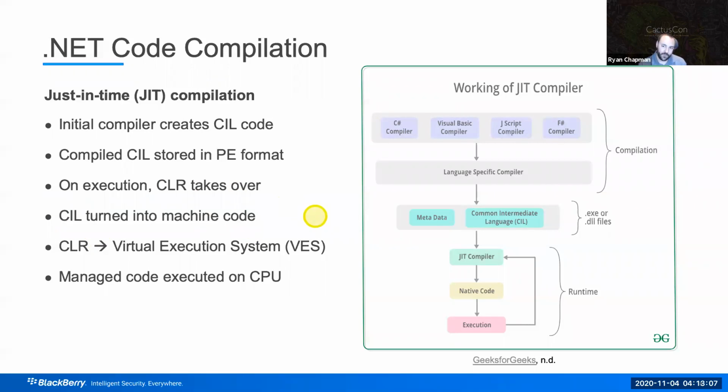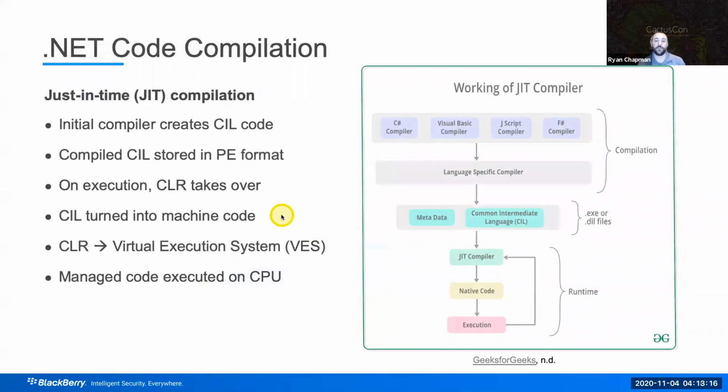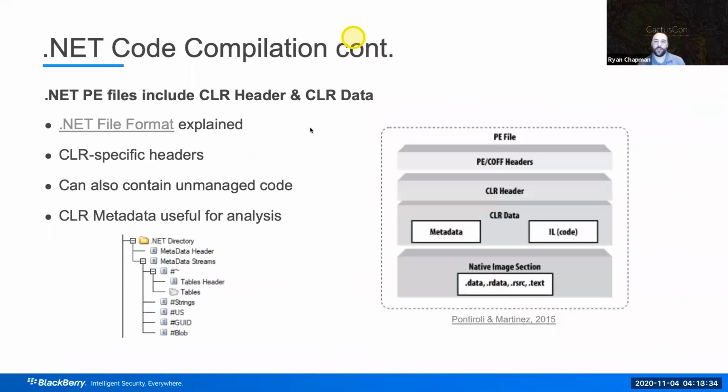So unlike with a standard C program compilation, where the result that you have down here is native code, the native code doesn't exist except for in memory at execution time. The CLR invokes the virtual execution system, which actually handles the execution, and all the managed code is then executed on the CPU. So that's a big old long mouthful, but there are some important takeaways for how we analyze PEs within a Windows environment and how we look at our malware.